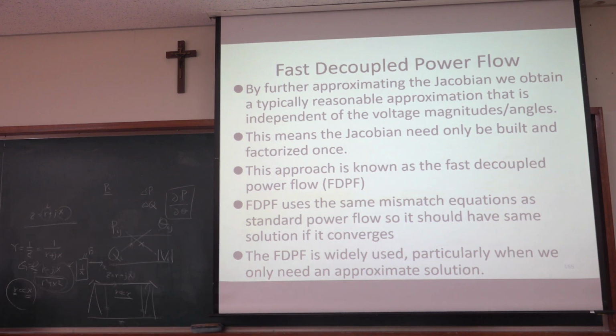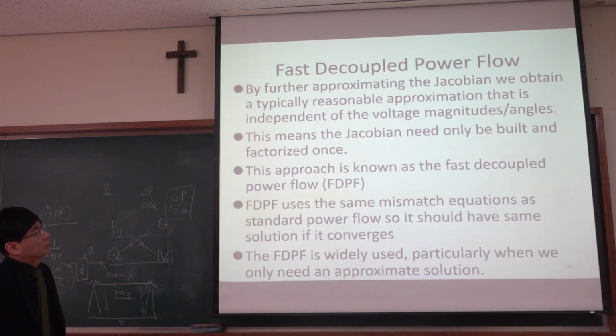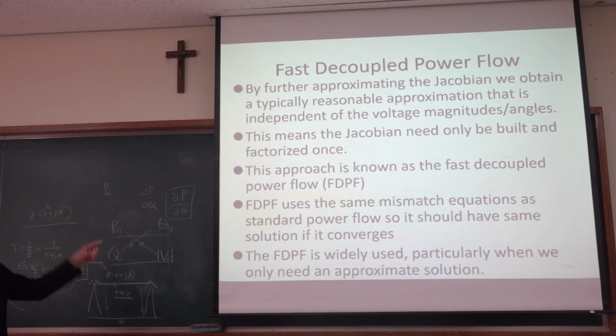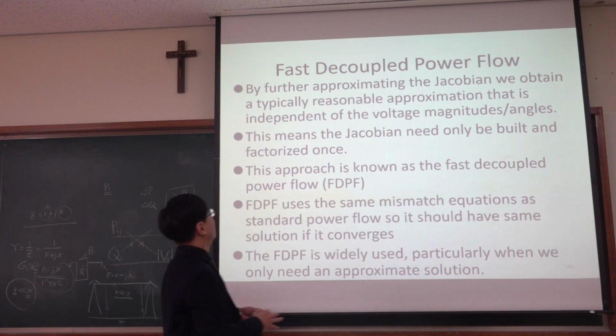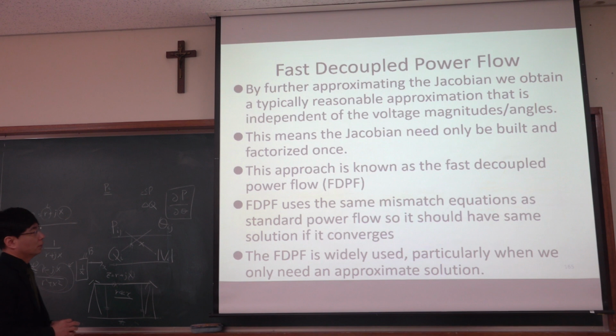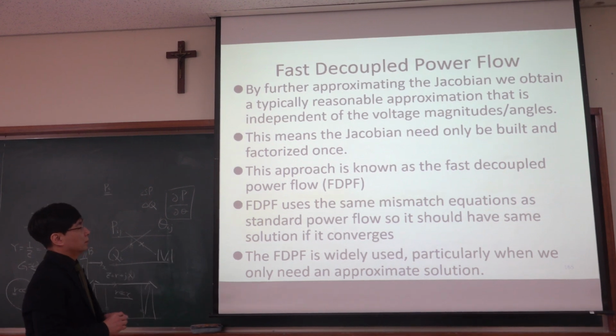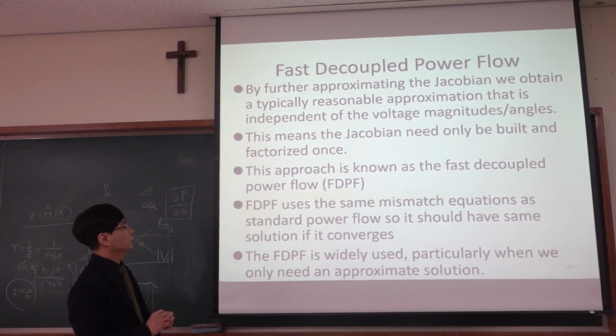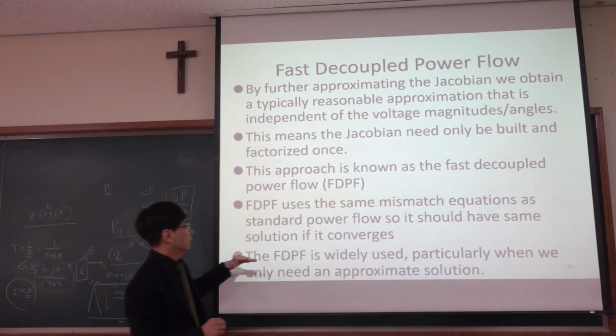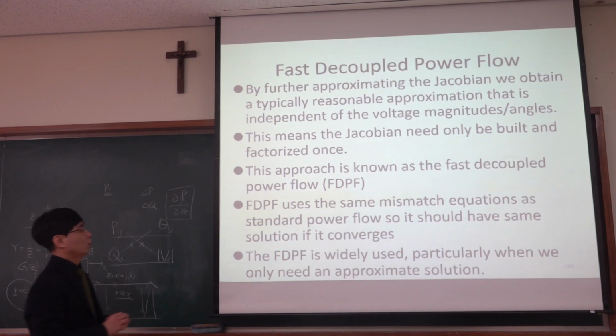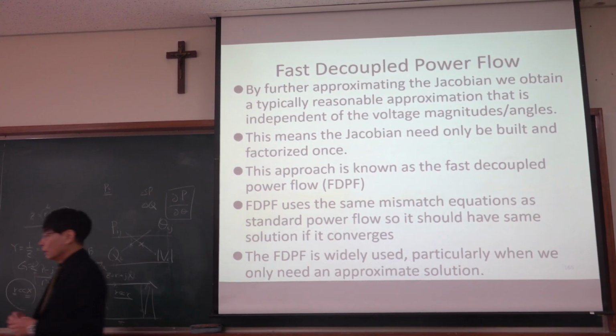So fast decoupled power flow is about, by further approximating the Jacobian, we obtain a typically reasonable approximation that is independent of voltage magnitude and angle. So this means the Jacobian only needs to be built and factorized once. It is not updated. And this approach is known as the fast decoupled power flow, FDPF. FDPF uses the same mismatch equations as standard power flow, so it should have the same solution if it converges. And this FDPF is widely used, particularly when we only need an approximated solution.